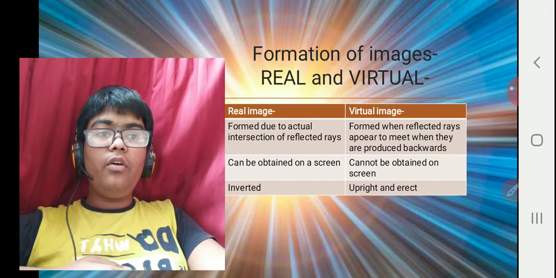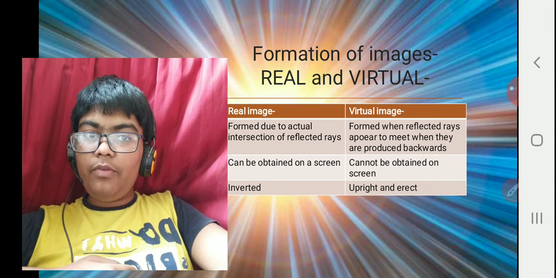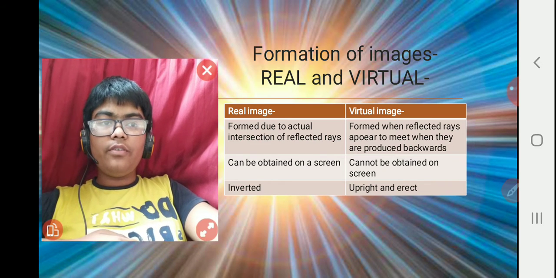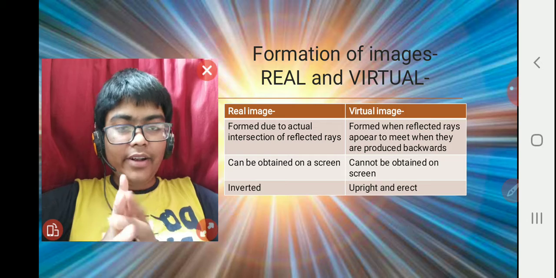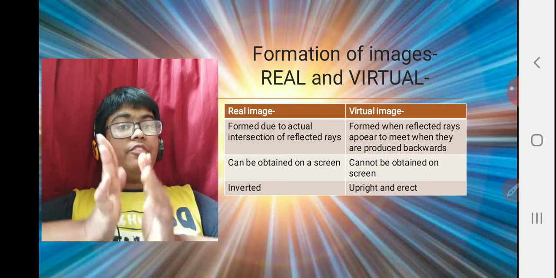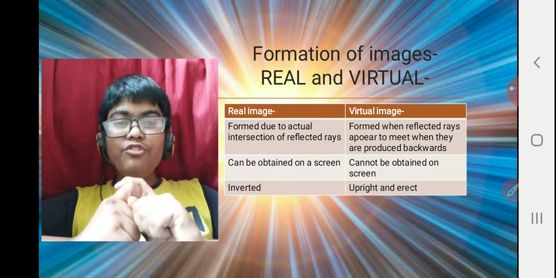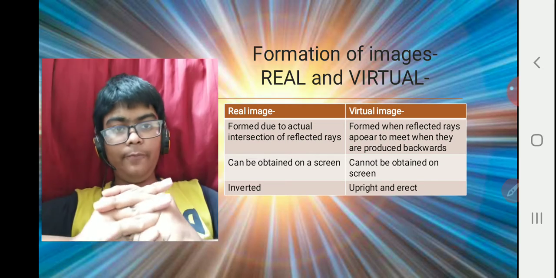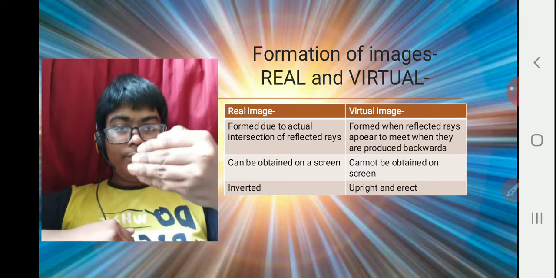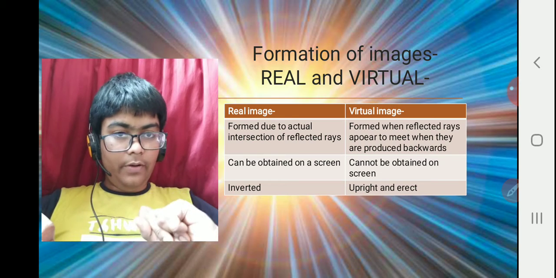The formation of images. You have two types of images that are formed: real image and virtual image. A real image is formed when the actual intersection of the reflected light rays takes place. But a virtual image is formed when the rays just seem to be meeting, or when they are produced behind and then met. But they actually don't meet. That is apparent meeting. A real image can be obtained on a screen. That means if an image is formed and you hold a screen there, you can see it. But a virtual image cannot be obtained on the screen.